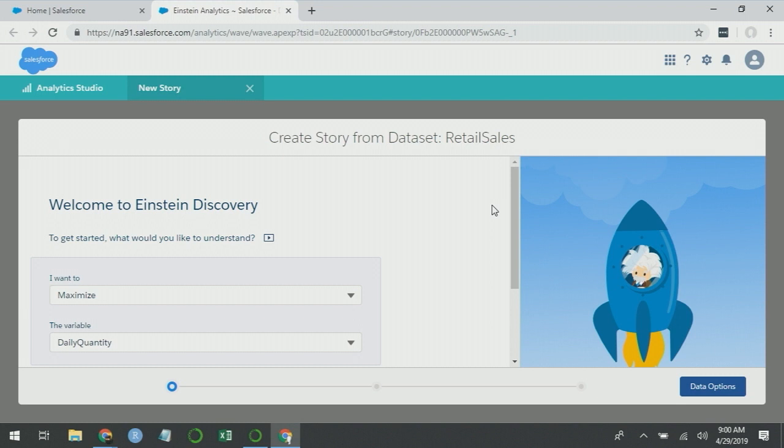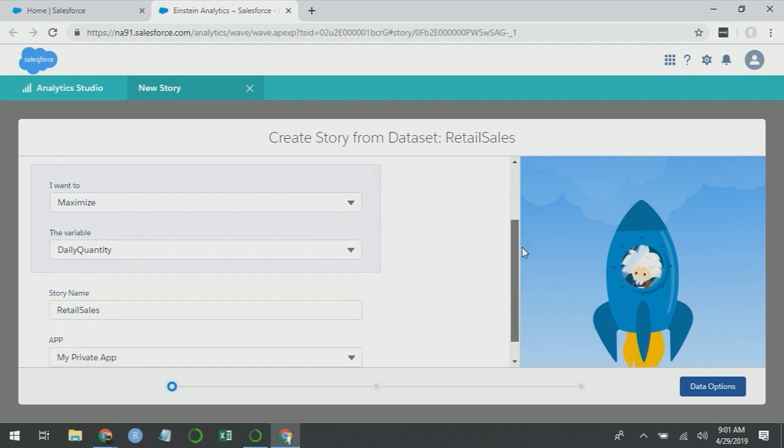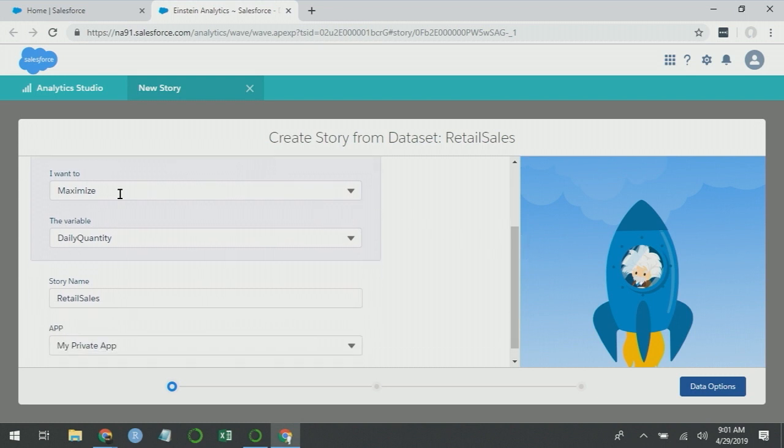As I mentioned during data prep, the first thing we have to do is identify what we're trying to maximize or minimize. So in this case, we want to maximize daily quantity. Note that you have the option of changing the story name. This is useful as you're iterating through stories and making changes. You should add a descriptive story name so that you know exactly what the story is. And you can add this to whatever app is appropriate.